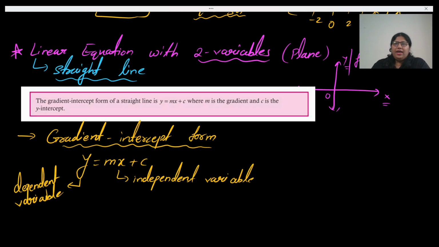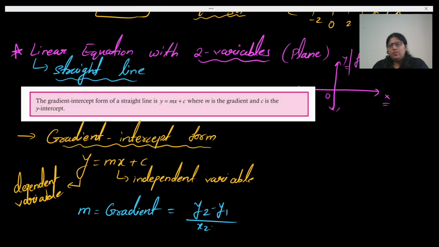M, if you take it, that's called gradient. Here M is known as gradient. Gradient you have already learned, it is y2 minus y1 by x2 minus x1. That means this is called change in y by change in x, right? Or which you can take it here, rise over run. Now, how do we take it here?